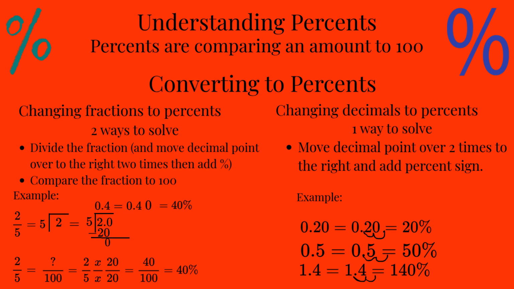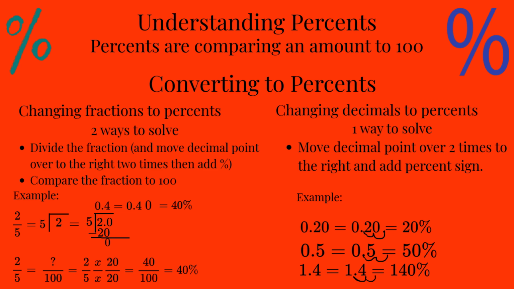0.4. Well, remember, we must move our decimal point to the right 2 times. When we move that decimal point over to the right 2 times, we end up with 40, and don't forget the percent sign, we end up with 40%.